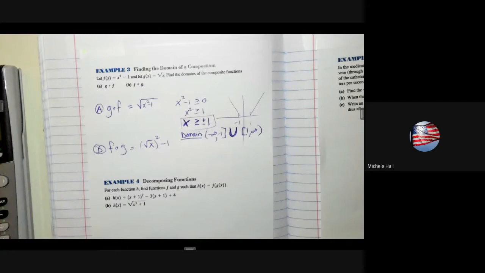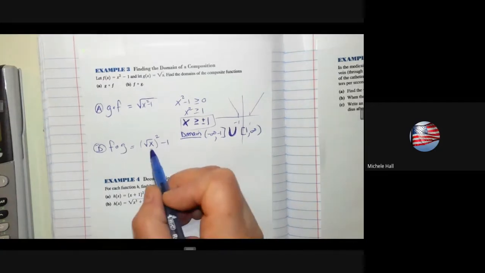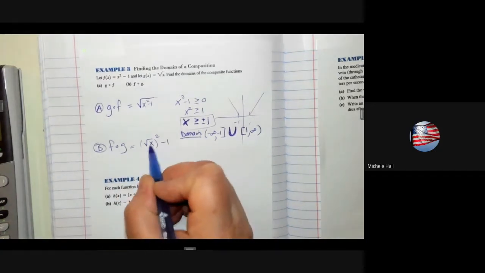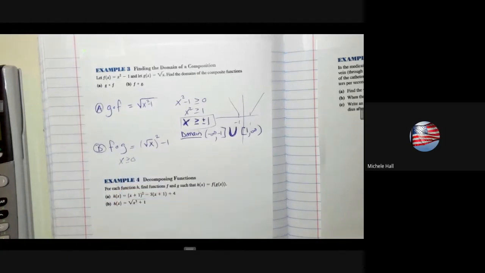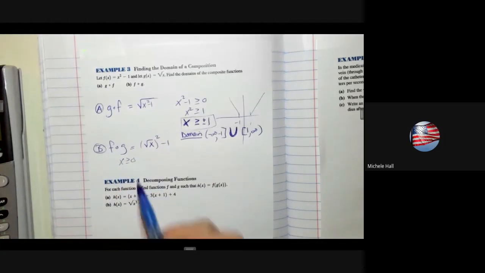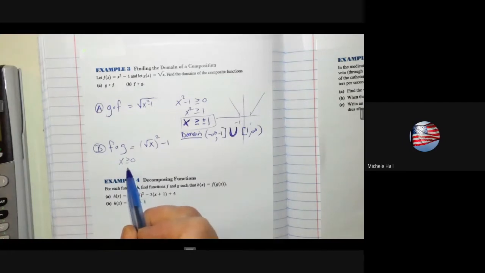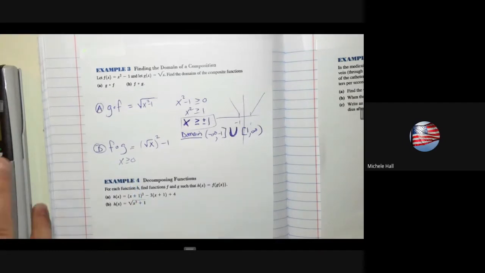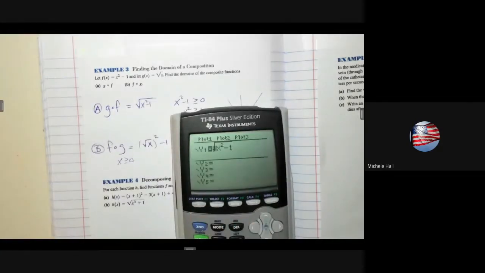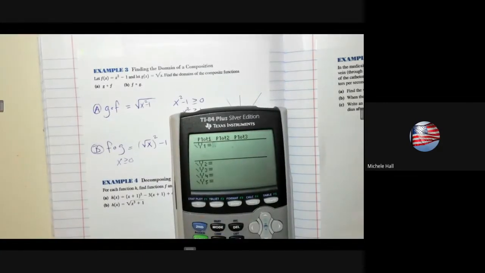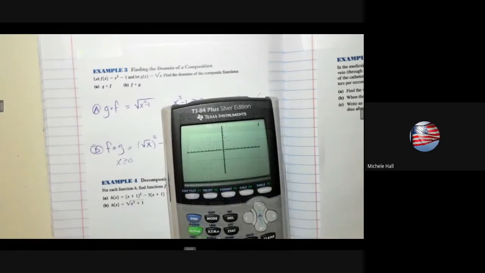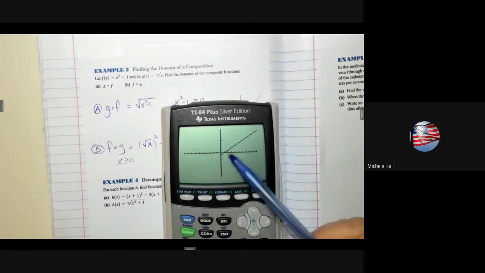Okay, let's look at B, the square root of x squared minus 1. All right, so we see here that whatever's under the radicand, greater than or equal to 0, it's already solved for us. We know that the function is going to have to be greater than or equal to 0. Let's take a look at the function. We have the square root. And there you go. You can see that it has to be greater than 0.